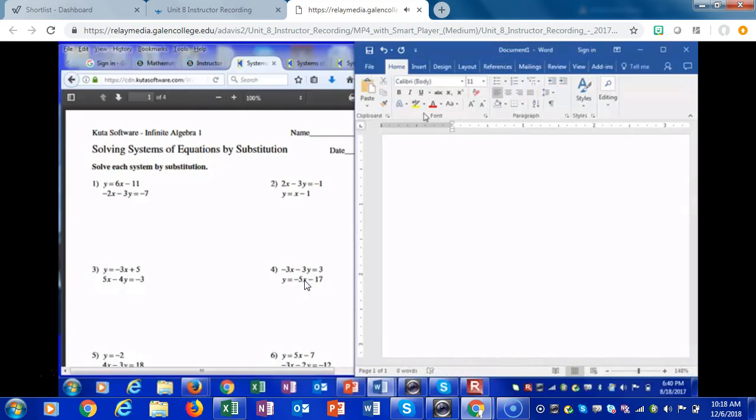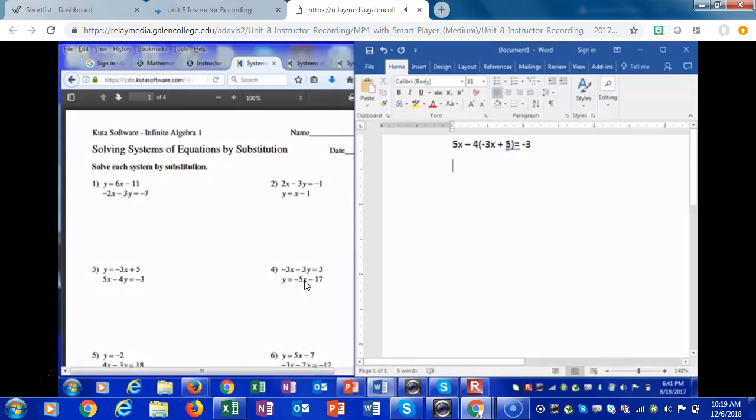We have y equals negative 3x plus 5 and 5x minus 4y equals negative 3. In for this y, I'm going to input negative 3x plus 5. So we have 5x minus 4 times negative 3x plus 5, and that equals negative 3. So 5x minus 4 times negative 3x plus 5 equals negative 3.